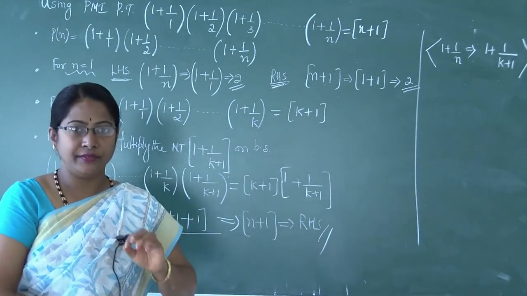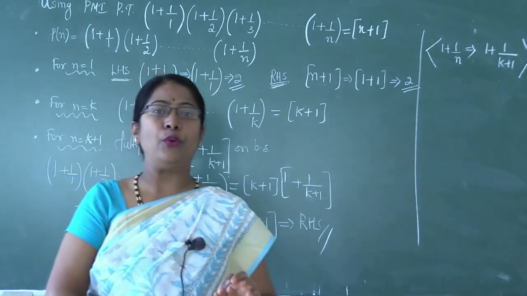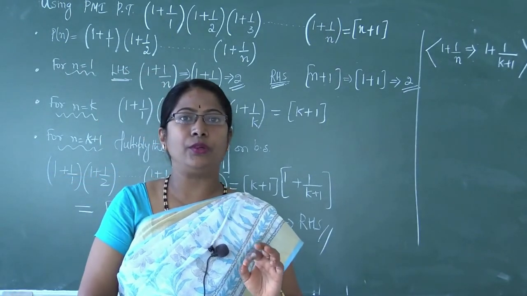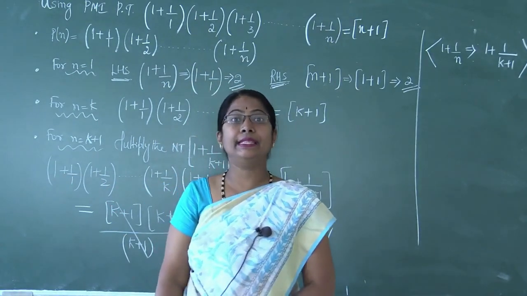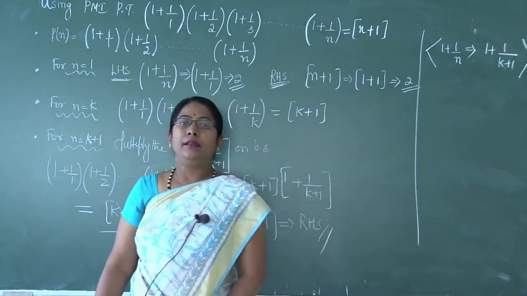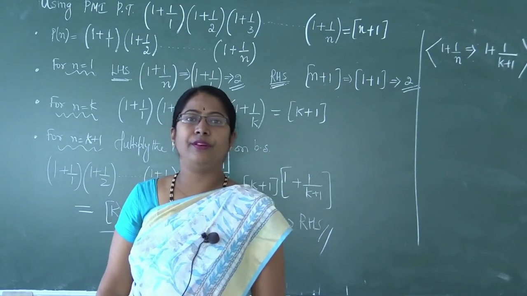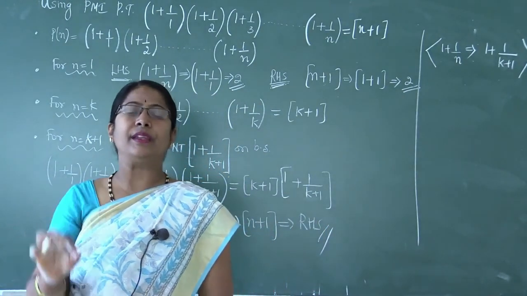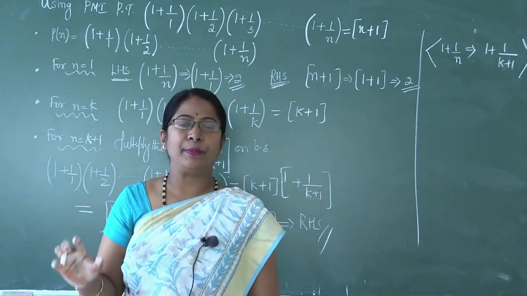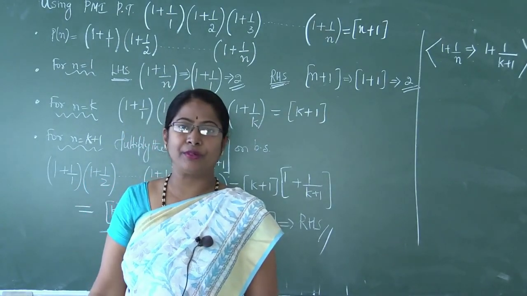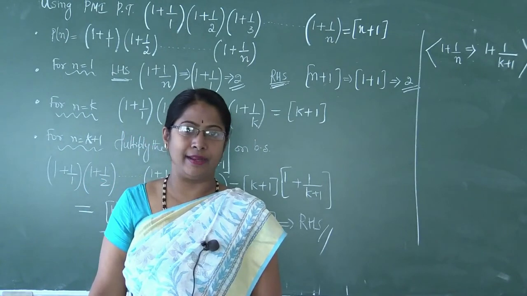Therefore, the given statement is true for n equal to k plus 1, and the final conclusion will be: hence by PMI, P of n is true for all n belongs to N. You are supposed to write the conclusion at last. Hence by PMI, P of n is true for all n belongs to N.